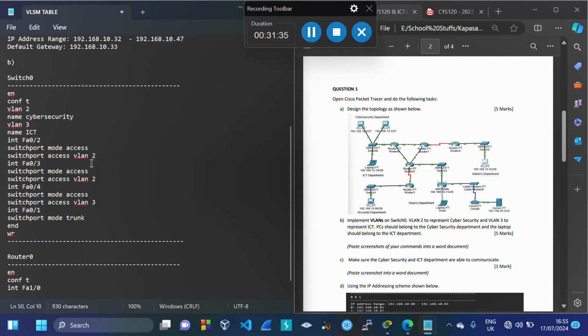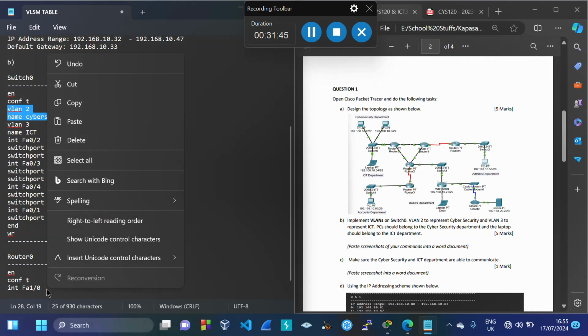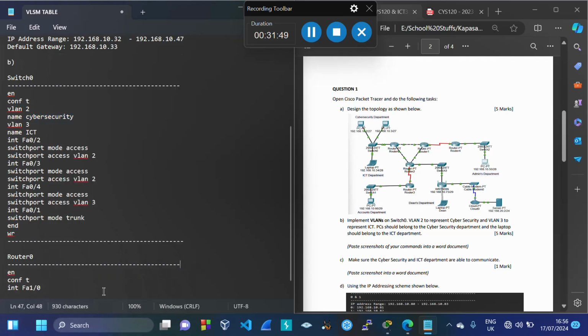So if we want to put information of the default gateway for cyber security, which is VLAN 2, we need to use this VLAN number, which is 2, as our sub interface to represent .2. So .2 means we are targeting cyber security. If the VLAN number was 100, we could have said .100.